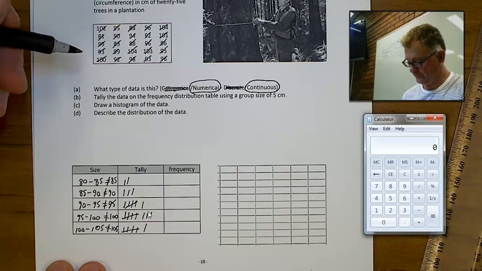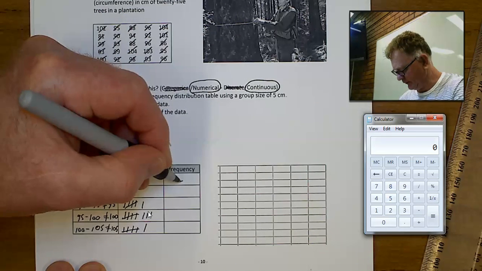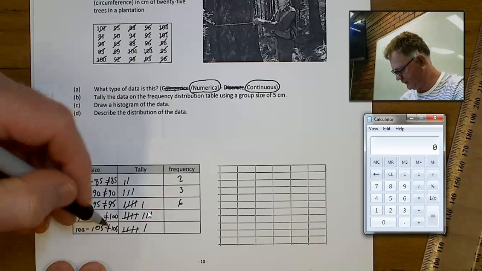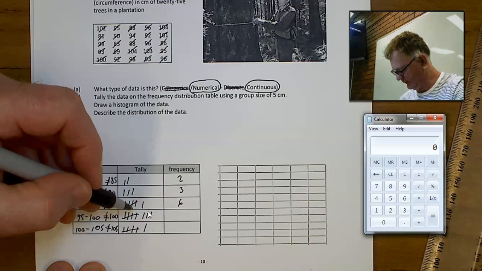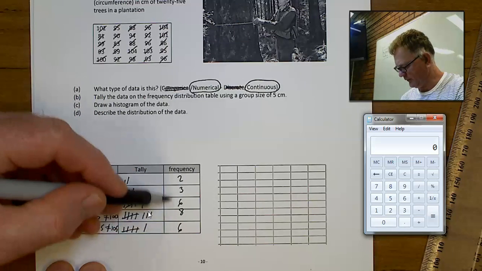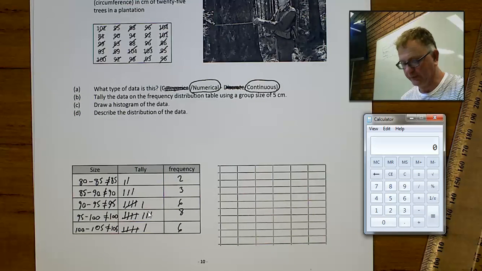Okay, hope I've got it. Let's see, we've got 2, 3, 6, 8 and 6, all up 25. We were supposed to have 25, so that's looking pretty good. I hope I've put them all in the right places.